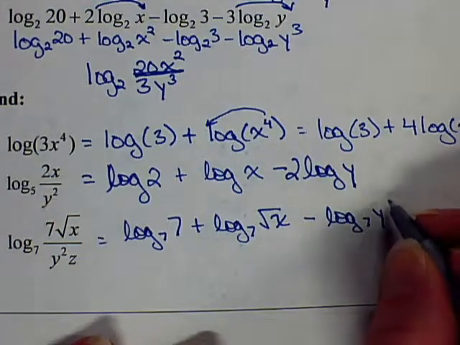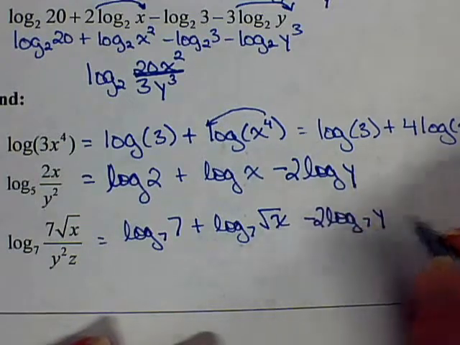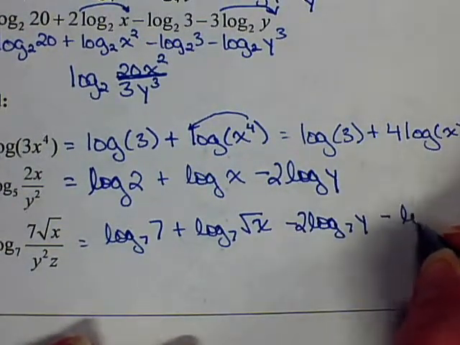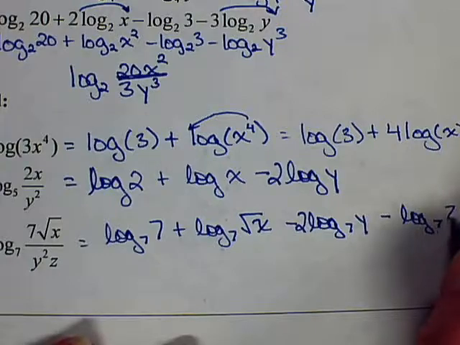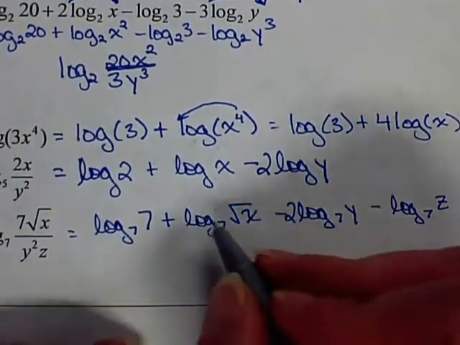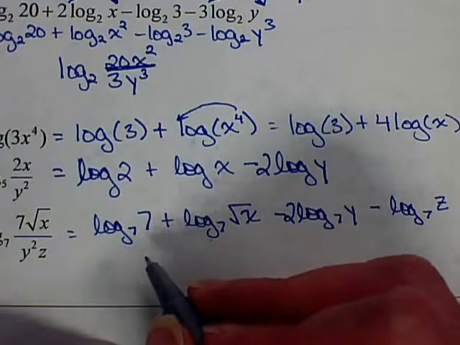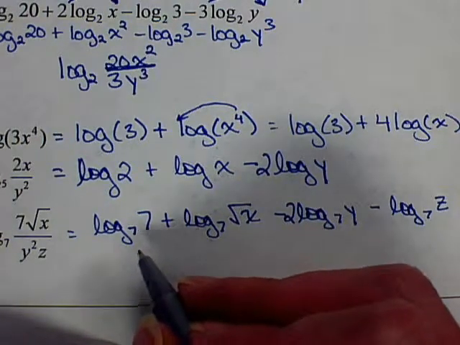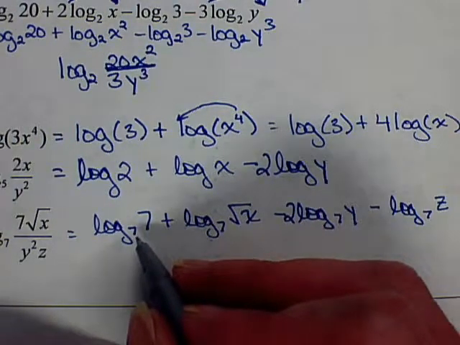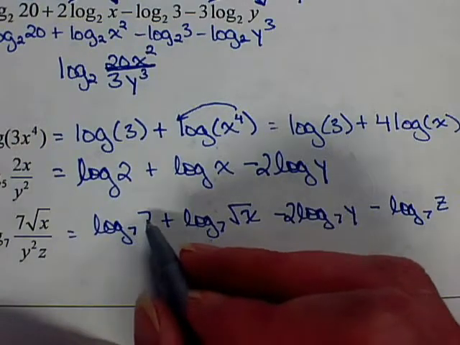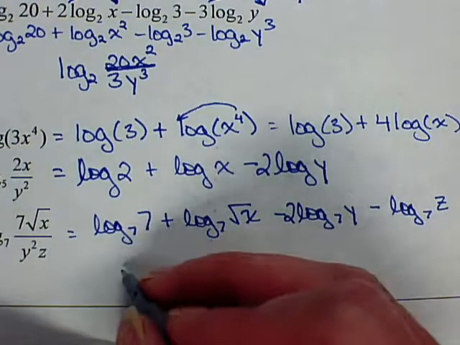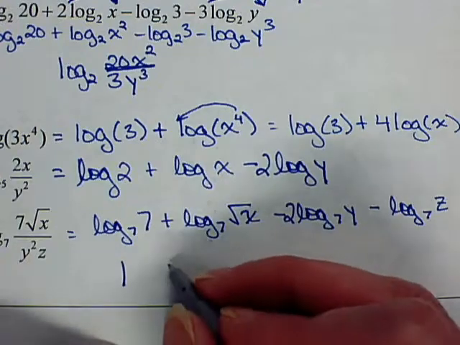See what we have here. Log base 7 of 7 plus log base 7 of the square root of x. I'm writing it like that 7 times. Both of these are being divided, so both will be subtracted. Log base 7 of y squared, I can go ahead and put that one there, minus log base 7 of z.